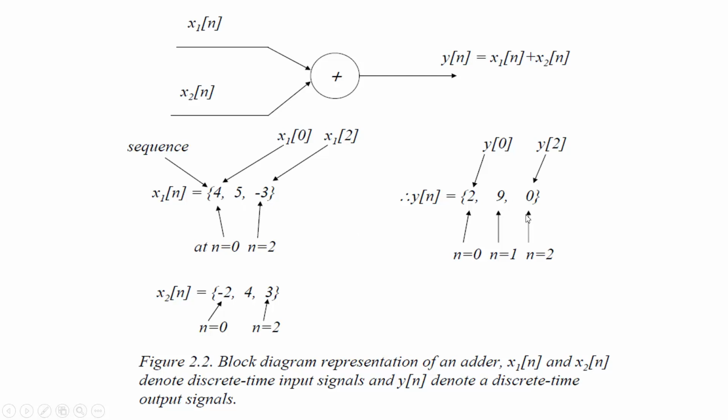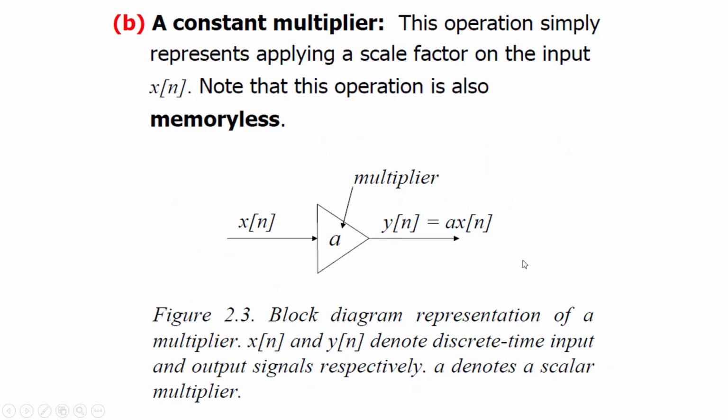So the final sequence will be the addition of these two. 4 minus 2 is 2 here, 5 plus 4 is 9, minus 3 plus 3 will be 0. All right, a constant. Now another important entity in the block diagram is a scalar. If, let's say, xn is the input and it is to be multiplied by a scaling factor a, then this symbol will be used, and at the output we will get a of xn.